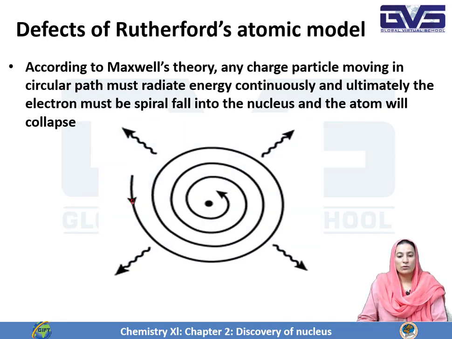We consider this is the electron that is revolving around the nucleus, and according to Maxwell's theory, it should move in a spiral path, smaller and smaller, and during this, radiations are emitted, and its path becomes closer and closer to the nucleus, and ultimately the electron should fall into the nucleus. Then the atomic structure would collapse, but actually it does not happen. So Rutherford could not explain how the atom exists in this form. The electron is not falling into the nucleus. These defects were later discussed by other scientists.